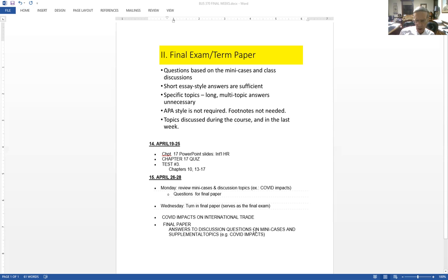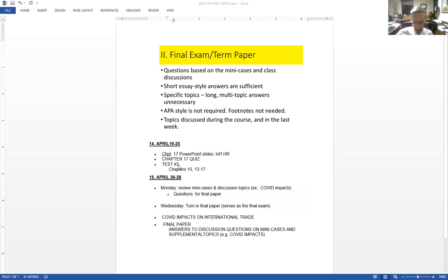The topics for these essays will be discussed in the very last week. So let's move on to what you have on your Moodle shell for the last 2 weeks. In a couple weeks, we'll wrap up the technical part of the course with the last chapter, chapter 17. It's an easy chapter. It's about international HR, and it's not terribly complicated.